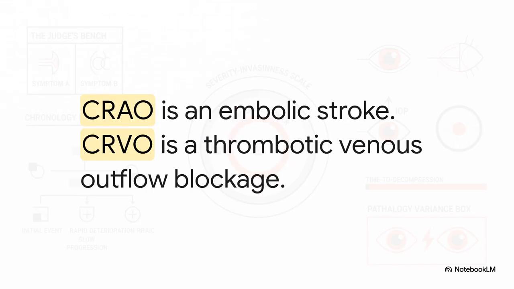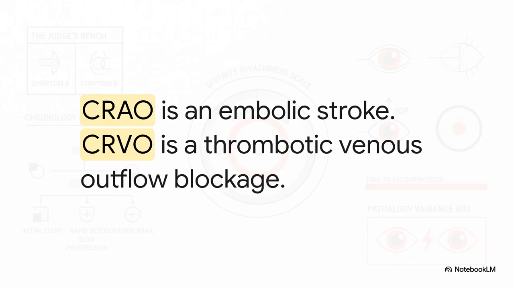Let's decode what we're looking at. CRAO represents an embolic ischemic stroke of the retina. The fundoscopy is going to show a pale, ischemic, whitened retina with a really prominent cherry red spot right at the fovea. Honestly, the retinal arteries might even look totally bloodless.